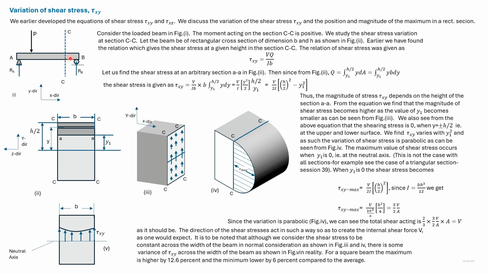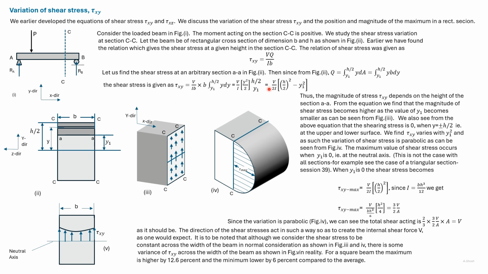So we have a simply supported beam subjected to a load P. We consider shear stress at the section CC. The moment acting on section CC will be positive. The section CC is shown here. We find the shear stress at AA, which is y1 from the neutral axis. Tau xy is given by this formula.